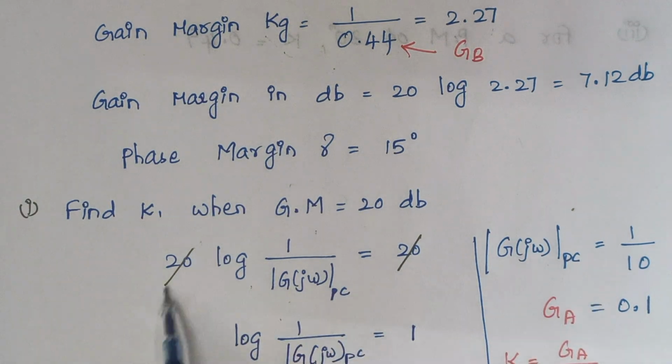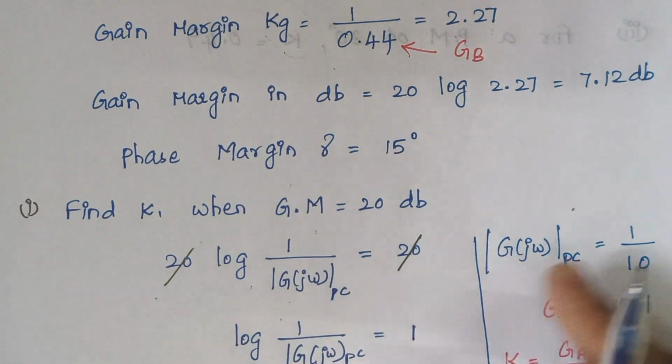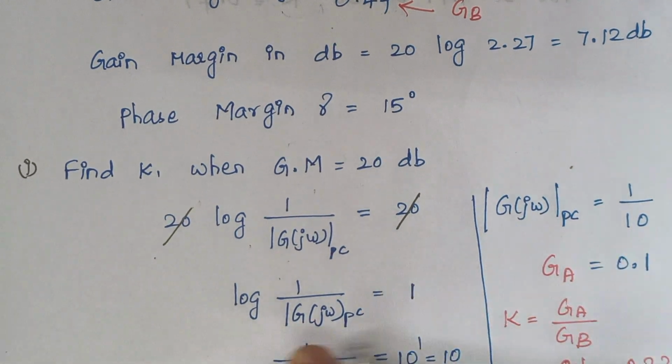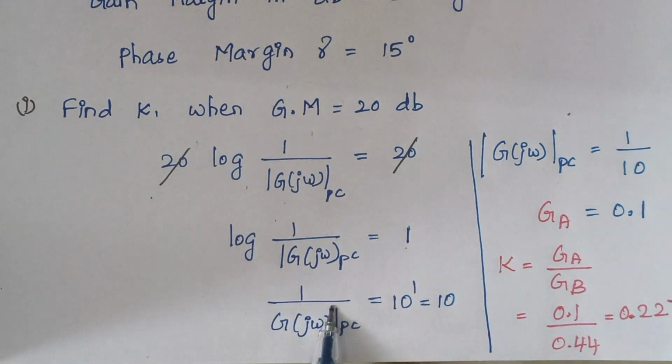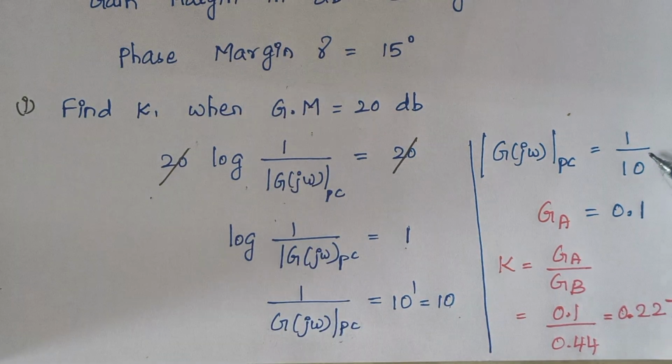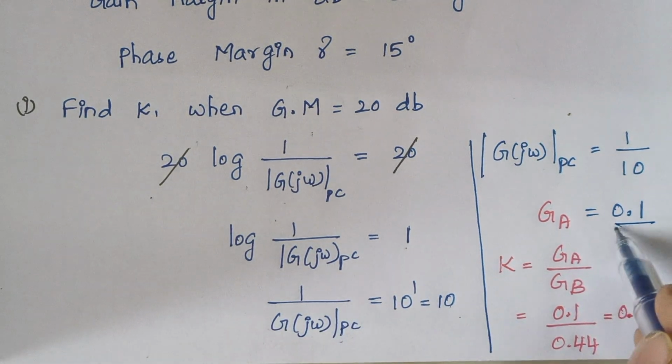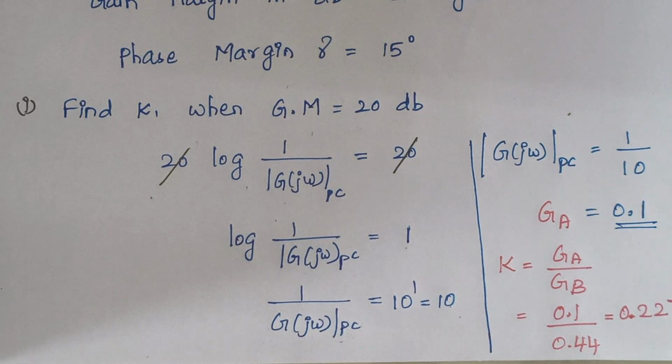Here this 20 and this 20 cancel each other, and we get the answer as 1. To remove the log, we have to take the antilog, so we get 10 to the power 1, which is 10. That is, 1 divided by this term is equal to 10. Then for this term, you have to take the reciprocal, and we get the answer as 0.1.